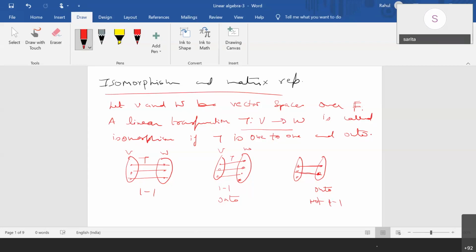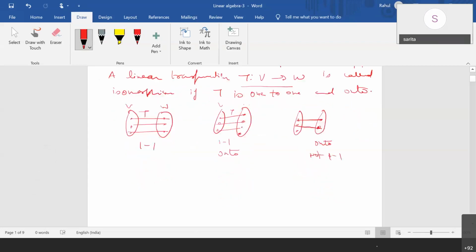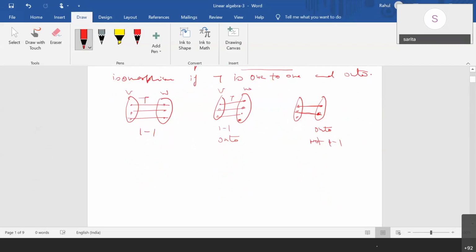Right? So let V and W be vector spaces over F. Let T be a transformation. It is called an isomorphism if T is 1-1 and onto; that is the definition of isomorphism. Now, if there is an isomorphism from V to W, then V and W are called isomorphic.